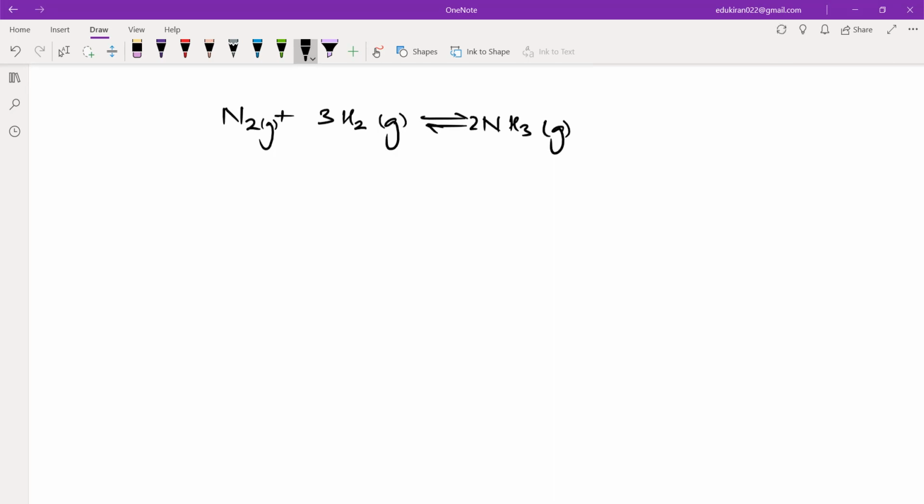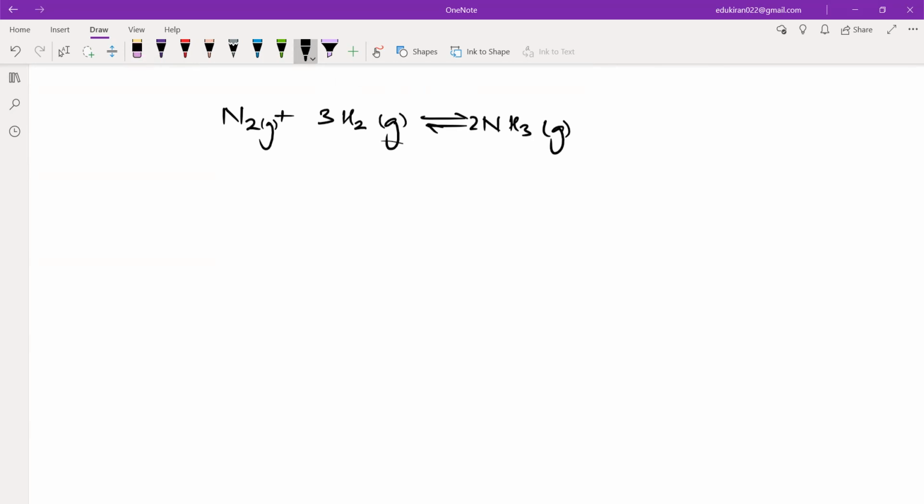Now tell me what is going to happen if I decrease the volume. Will there be more association or more dissociation? So you can see if I go from reactant to product, there is association because nitrogens and hydrogens are attaching themselves to make ammonia. And if I go from here, there is dissociation happening. So now you can tell me what is going to happen more if I decrease the volume. More association or more dissociation? Dissociation.